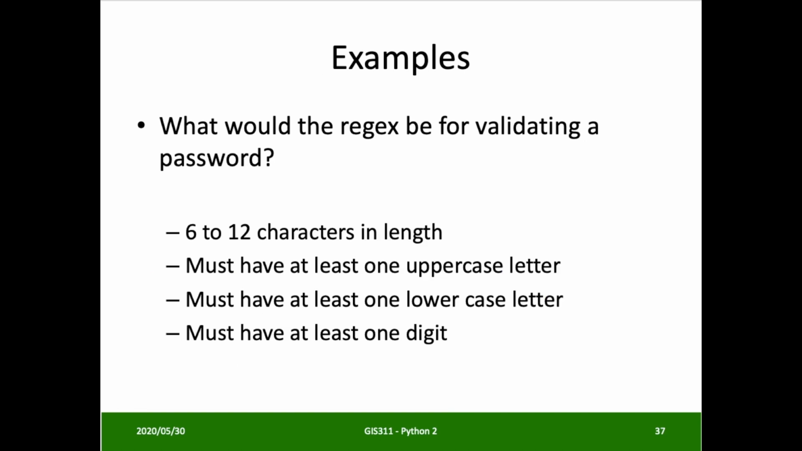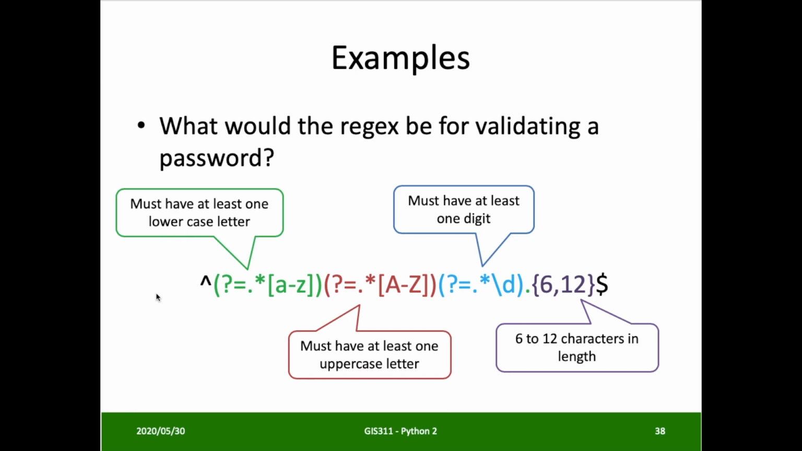Okay, so if we look at validating a password, we can, for example, say the length of our password needs to be 6 to 12 characters long. There must be at least one uppercase letter, at least one lowercase letter, and at least one digit. So what would the regular expression for this look like? Again, we start at the beginning. It must have one or more lowercase values, one or more uppercase values, one or more digits, and it needs to be 6 to 12 characters long.